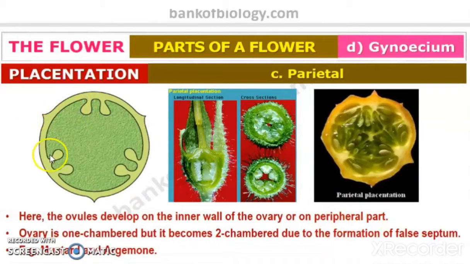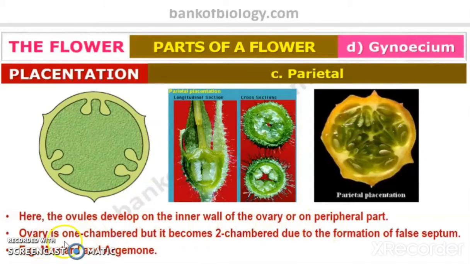So this is the inner wall or the peripheral portion, right? The outermost part of a structure is the periphery, right? So the outer surface of a structure, we are calling it the periphery. So the ovules develop on the inner wall of the ovary or on the peripheral part.